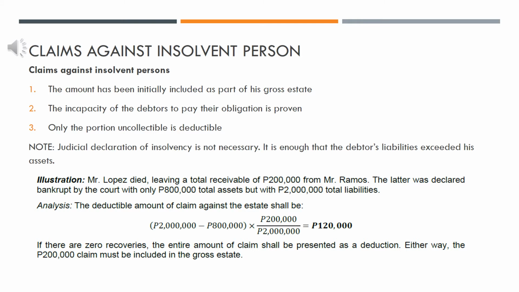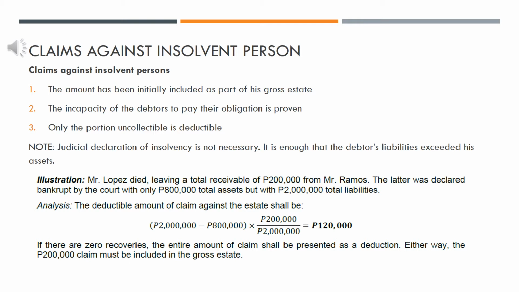to get the prorate of our claims as to the total liabilities, that is 200,000 divided by 2 million, multiplied by the difference of your liabilities less the total assets. So, ang solution nito, 2 million less 800,000, it's 1,200,000. This 1,200,000 is the portion which cannot be recovered. So, that's the 1,200,000.